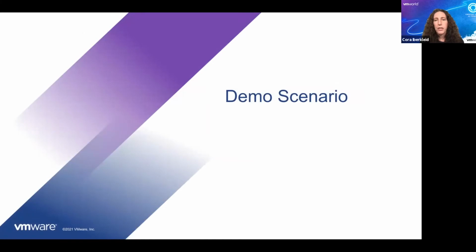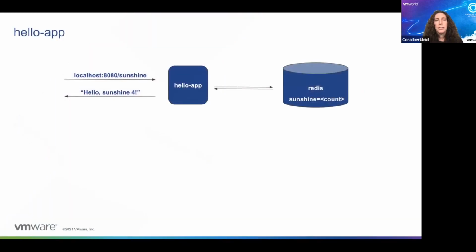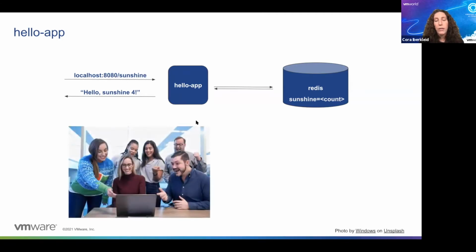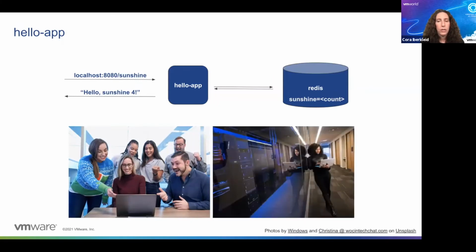Now, for the scenario of the demo we're going to do today, the situation is that we've written an app. It's called Hello App, really simple, kind of a hello world thing, except it also uses Redis to keep account of how many times you've called a particular endpoint. When it says hello, it also tells you how many times you've called that. You can see here, hello sunshine 4. This app is so cool that all of our friends also want to deploy it. And not only that, but our coworkers also want to deploy it.